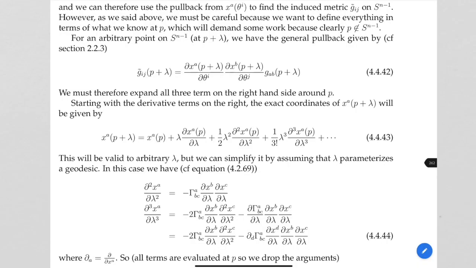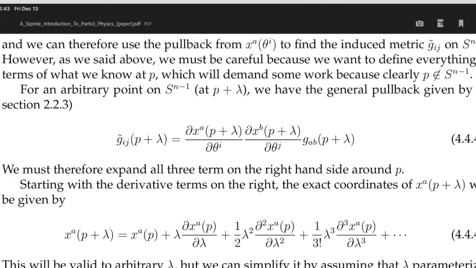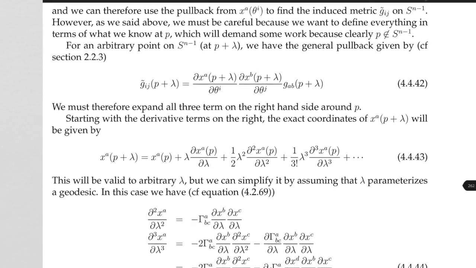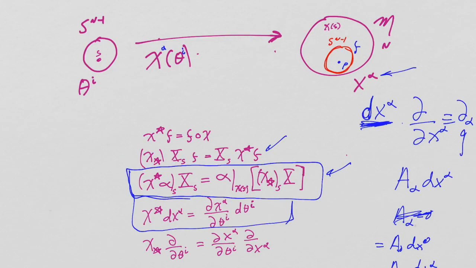All right, so the next page of the paper says, we can therefore use the pullback from this transfer function to find the induced metric g tilde ij on S n minus one. Oh, they're using A. I keep using alpha or mu, but I want to be consistent, so I'm going to start using my subscript A there. That's obviously their plan: you have these transfer functions, which they are writing as x a of theta i. Those are the transfer functions.